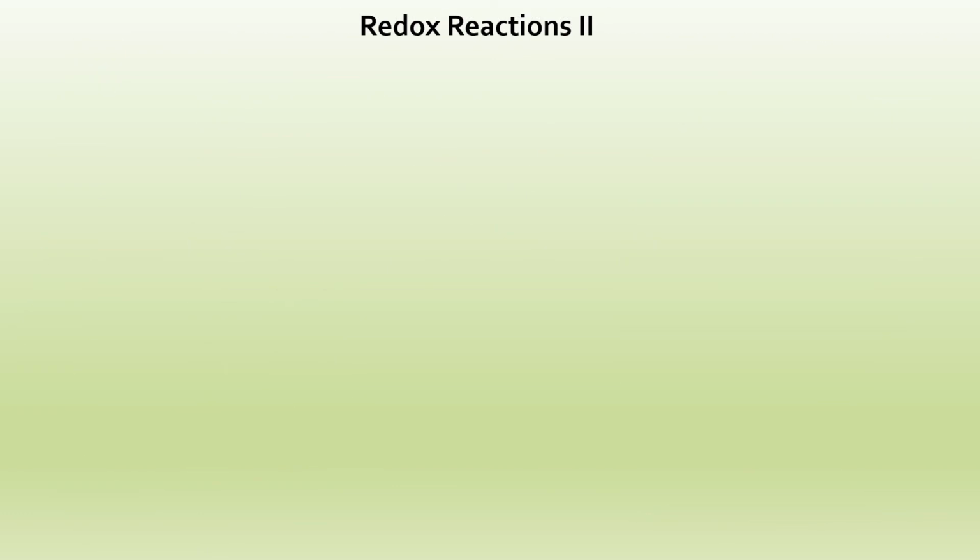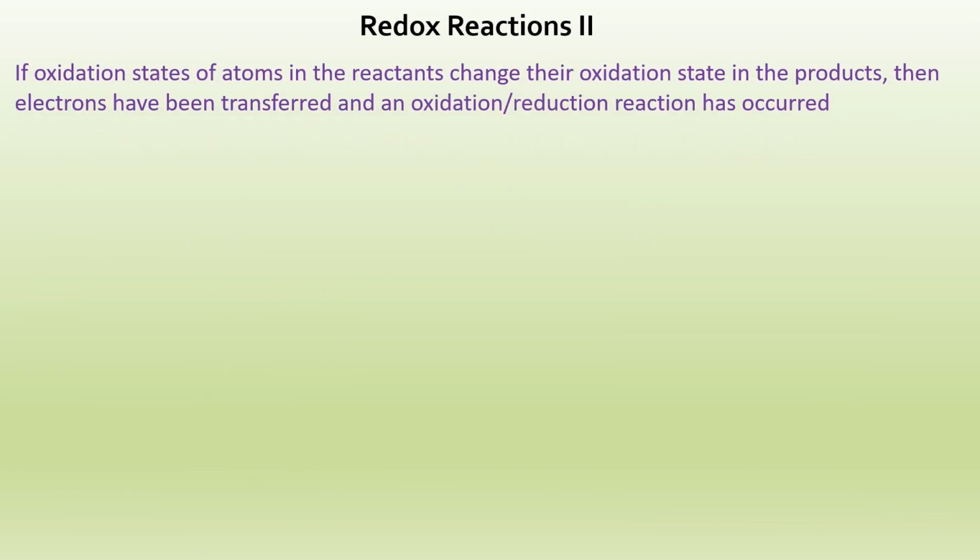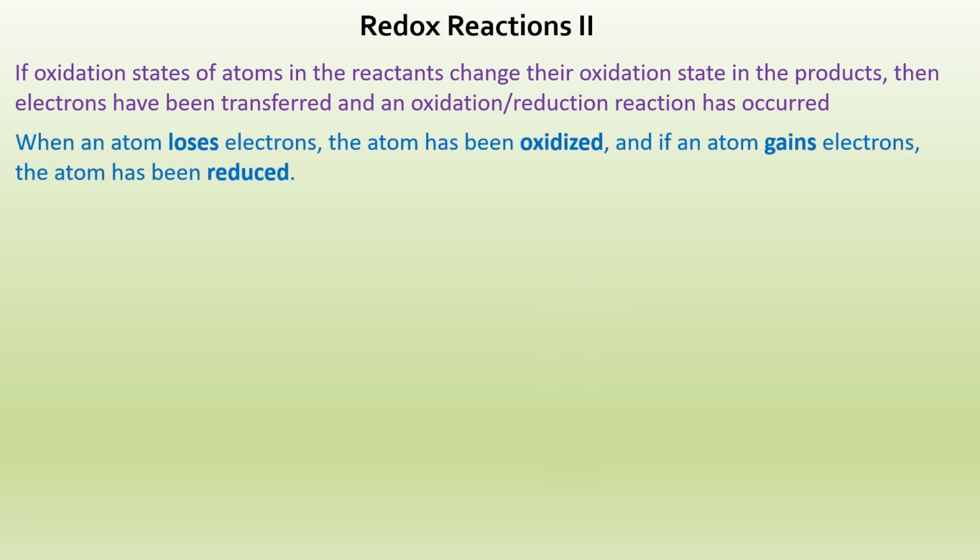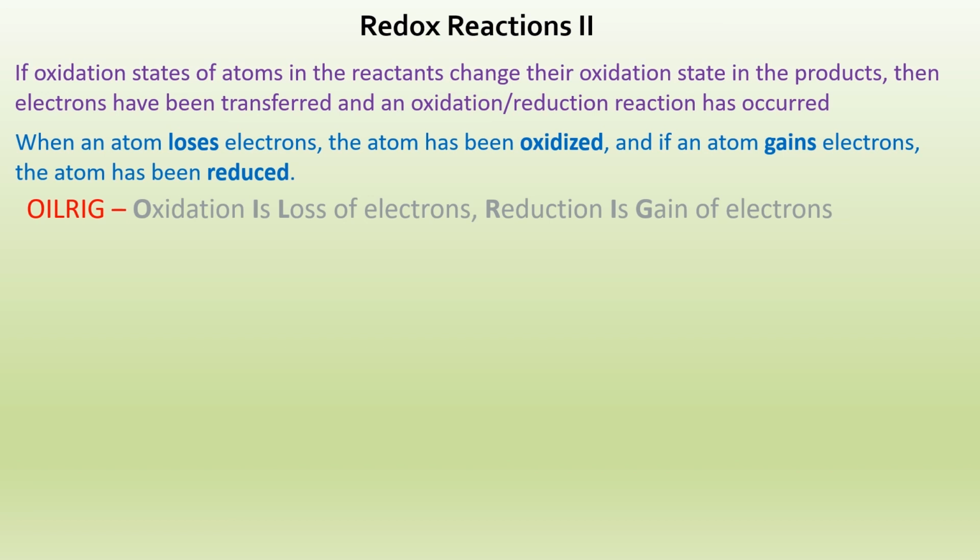Now, in a chemical reaction, if any of the atoms in the reactants change their oxidation state when they turn into products, then electrons must have been transferred, and we know that an oxidation reduction reaction has occurred. When an atom loses electrons, the atom is said to have been oxidized, and if an atom gains electrons, the atom is said to have been reduced. To keep this straight, I remember the word OIL RIG. The letters in the word stand for: oxidation is a loss of electrons and reduction is a gain of electrons.